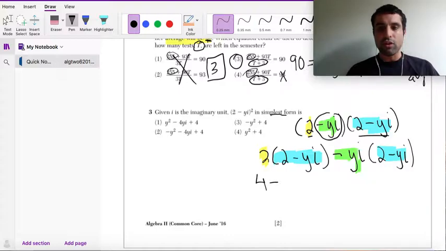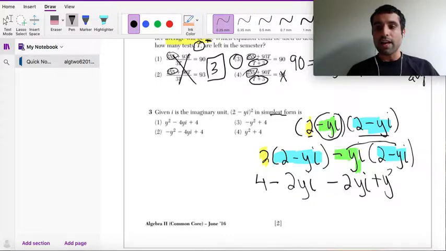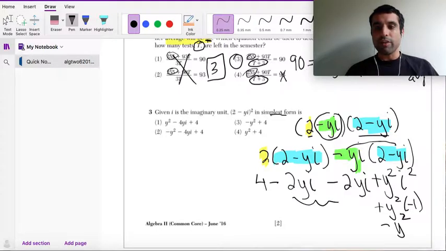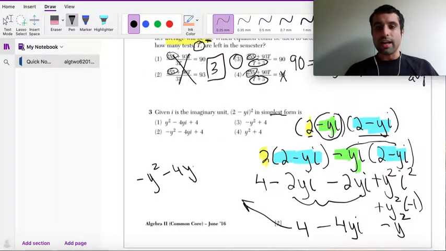I distribute 2, I get 4 minus 2yi. I distribute negative yi, I get negative 2yi again. Now careful, when I multiply two negatives, it becomes positive, and I have to square both the y and the i. Now remember, i squared is equal to negative 1. So this becomes plus y squared times negative 1, which ultimately becomes negative y squared. Now if I bring down these two like terms, they combine to make negative 4yi, and I bring down the 4. If I reverse the order and write it in standard form, I get negative y squared minus 4yi, and then the last 4 is positive. So it's got to be choice 2, negative y squared minus 4yi plus 4.